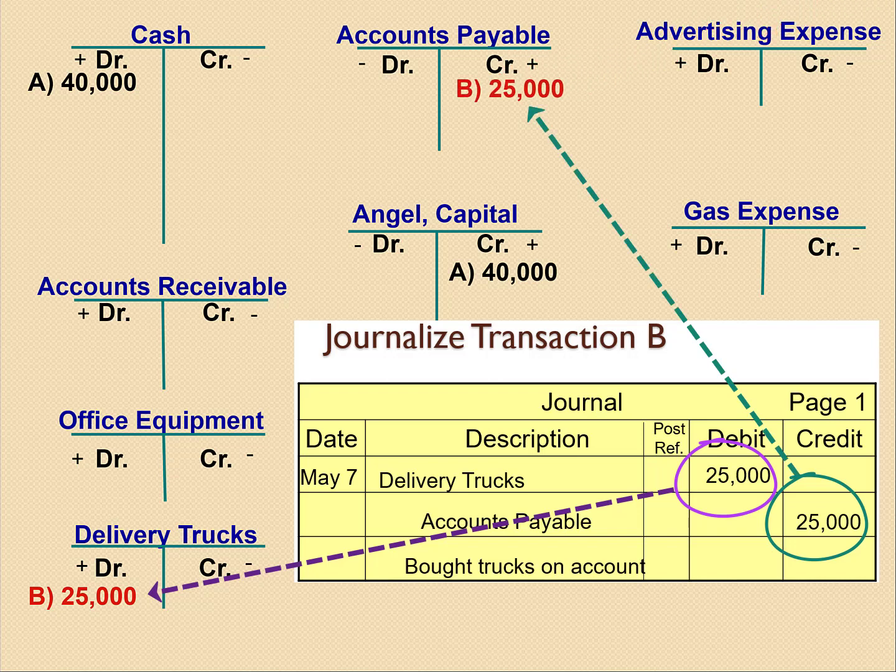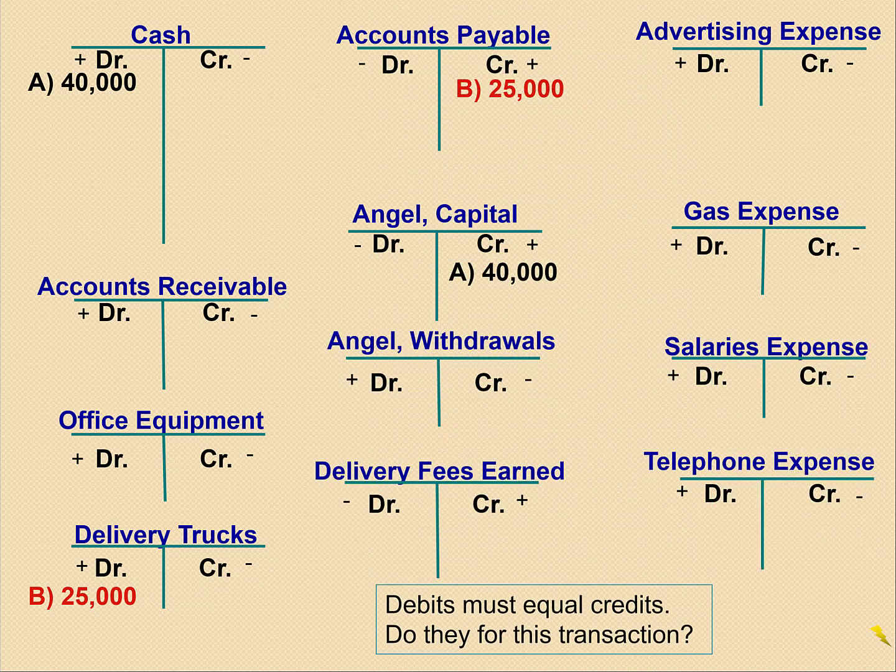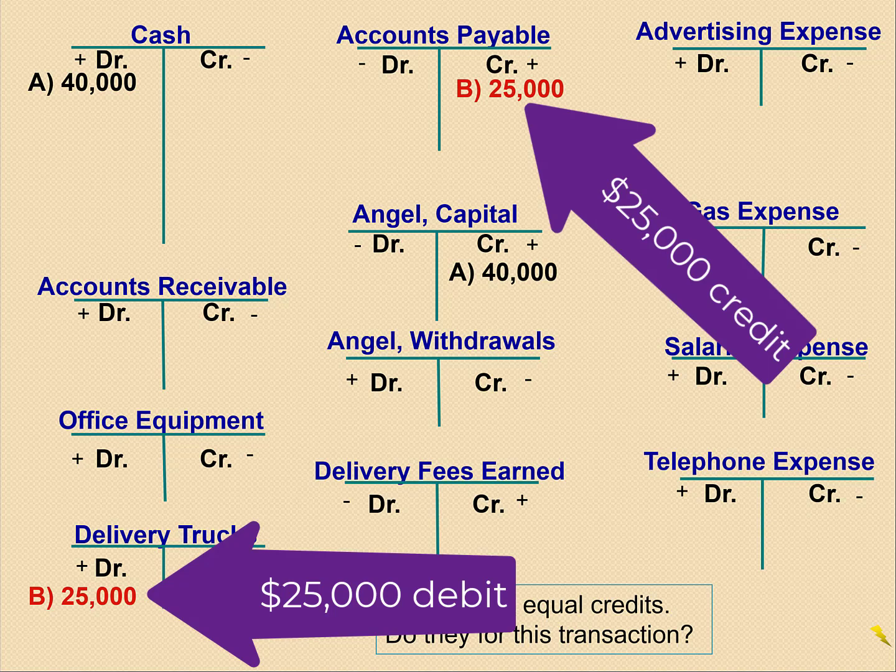And then our last thing we need to do, double check. On this transaction, do you have a debit and a credit? And do they equal? Yep, so we're good there.